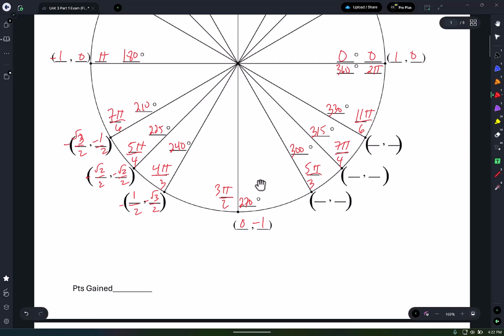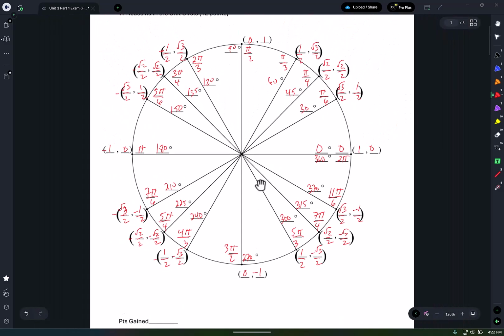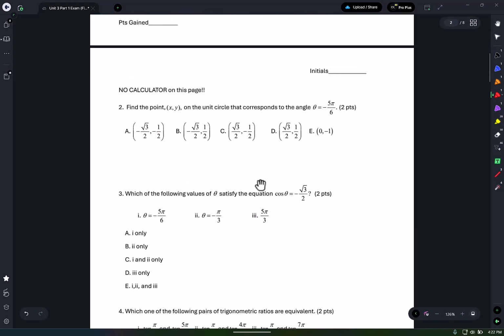And then in quadrant 4, the x's are positive and the y's are negative. 1/2, negative square root of 3 over 2, square root of 2 over 2, negative square root of 2 over 2, and square root of 3 over 2, negative 1/2. And there it is. That's all of them. How do we feel? Okay. Let's go to the next one.